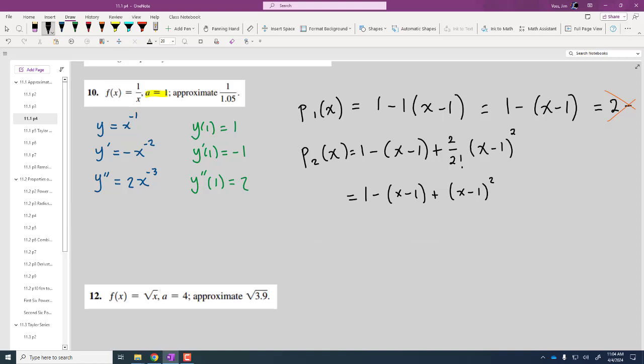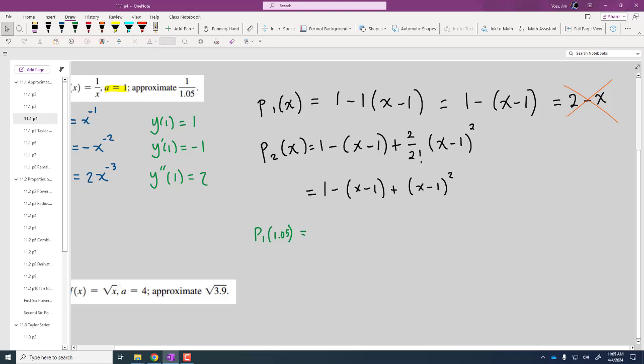Now it says evaluate. So we want to approximate P1 of, let's see, so x is the denominator. This denominator is 1.05. So if we want to find an approximation for this fraction, 1 divided by 1.05, what that means is you want to plug in 1.05 for x, right? And so our linear approximation might be easiest to actually look at the simplified form that we don't usually go to. So 2 minus 1.05, what, 0.95?